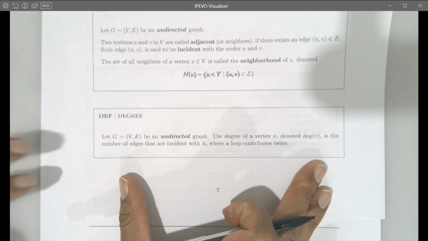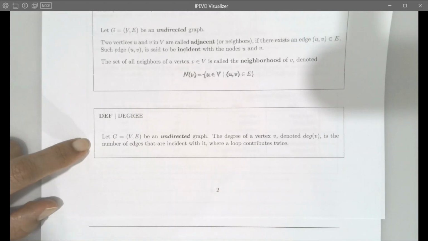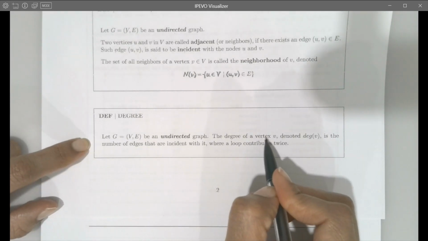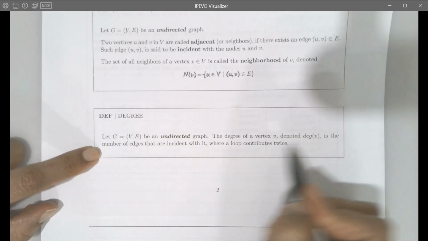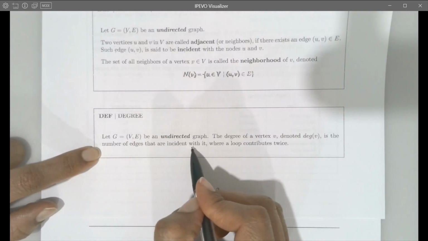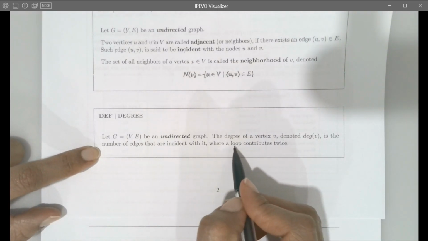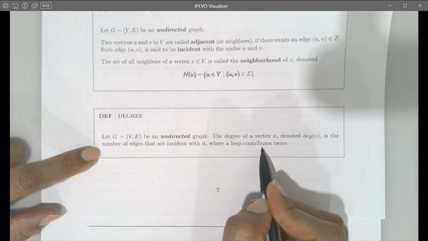Alright, now with that in mind, let's take a look at this definition. Degree. Again, we're going to assume that G is an undirected graph. The degree of a vertex V, which is denoted deg of V, is the number of edges that are incident with it. And then a loop is going to contribute twice.